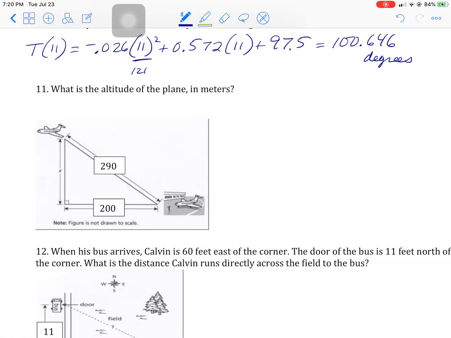What is the altitude of the plane in meters? Just by looking at the picture, there's your right angle. That should spring to mind the Pythagorean Theorem. That's a 2. All right. This would be A and B, and that is C. Okay, so A squared plus B squared equals C squared.